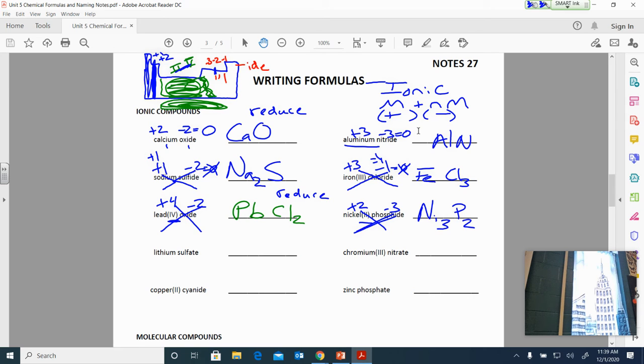So remember yesterday we learned that if something ends in ate or ite, then it's a polyatomic ion, and you have to go look it up. It's not something you can find on a periodic table. It's not something I expect you to memorize. It's something that I expect you to go look up on the first page. As soon as you notice that it ends in ate or ite, you go look it up.